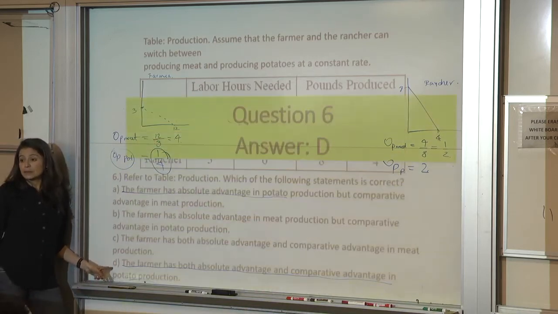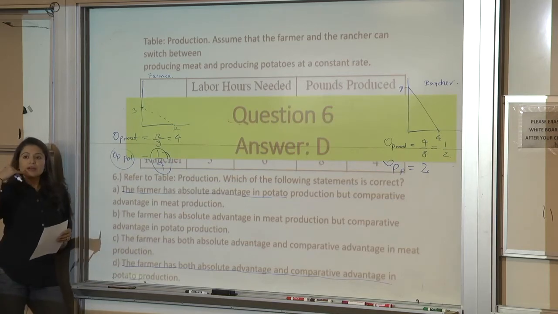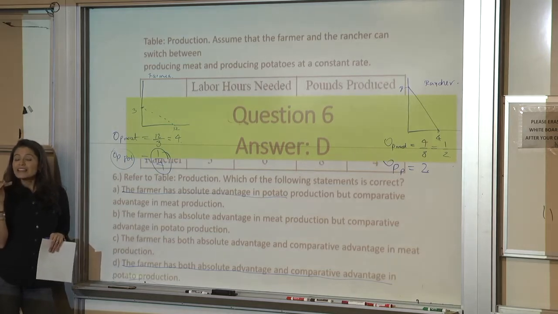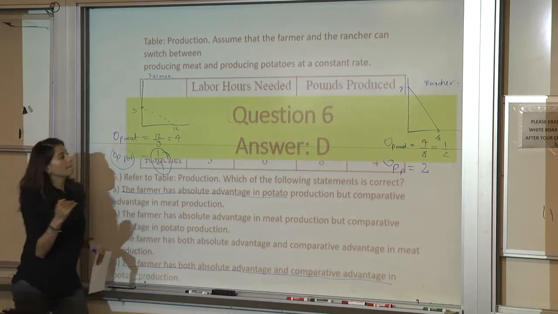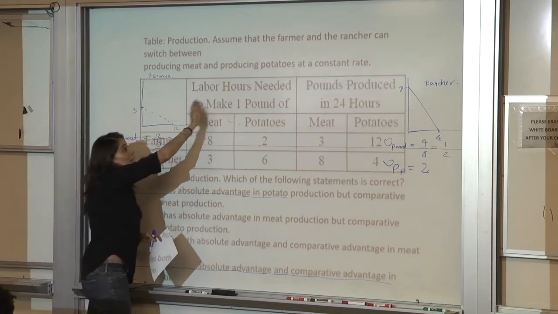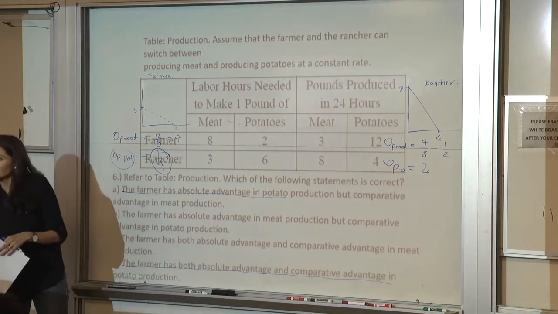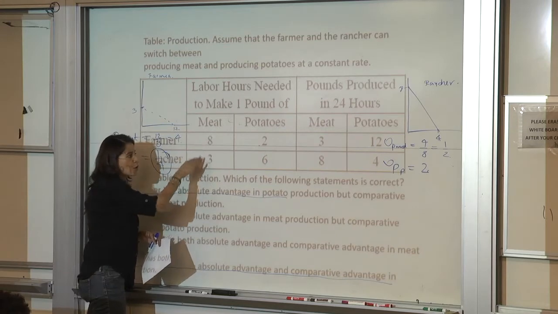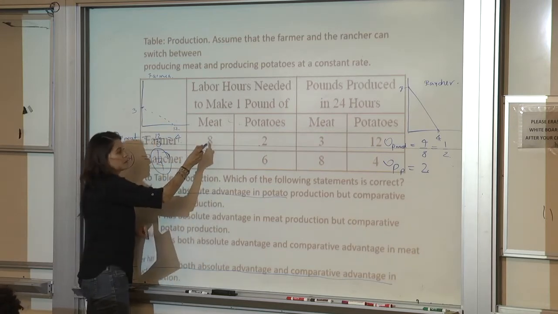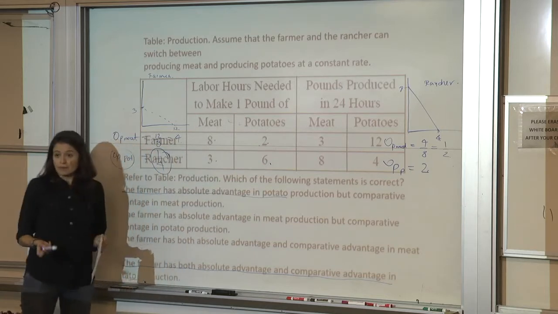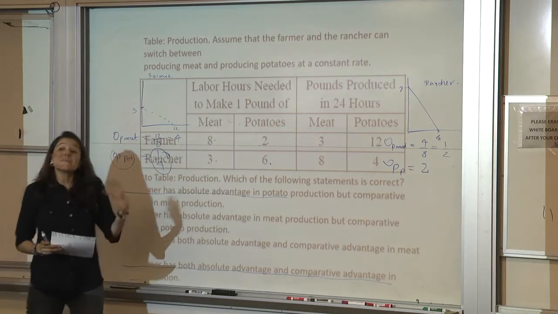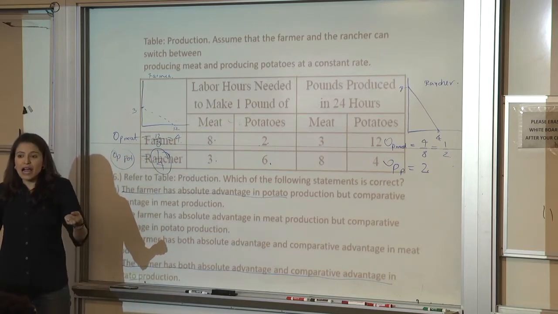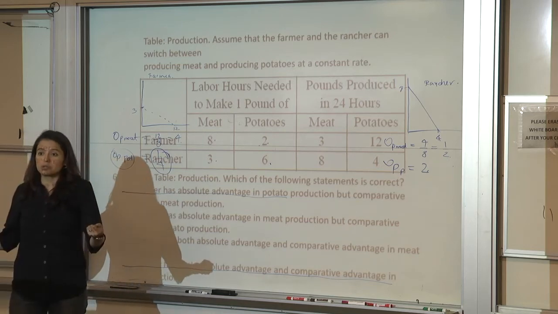Is everyone with me here? So let's recap here. Absolute advantage, you look at the inputs. You look at the labor hours or the land needed. It depends on the question. Usually it's labor hours needed to produce the good, okay? In this case, you compare 8 versus 3, 2 versus 6, and you have your answer. Now, comparative advantage is comparing what each producer has to give up to produce each good, okay?